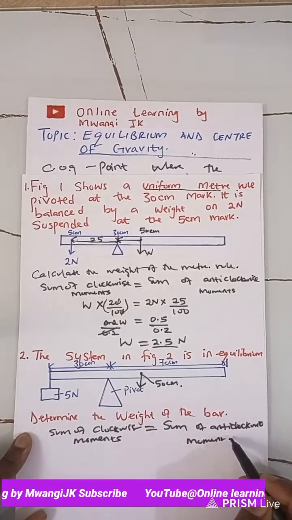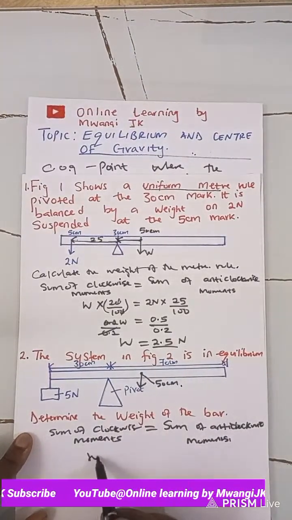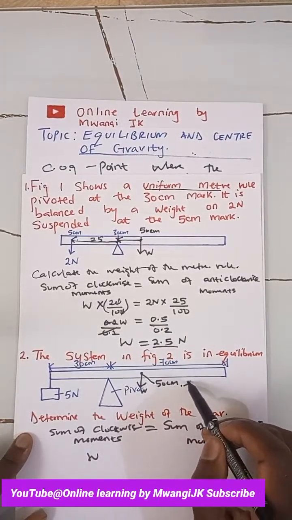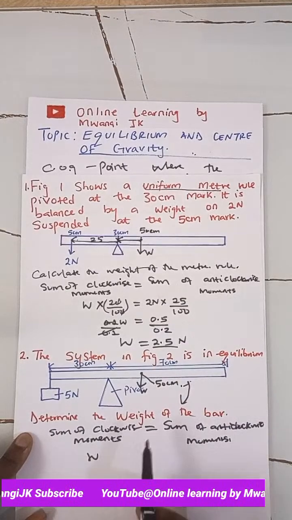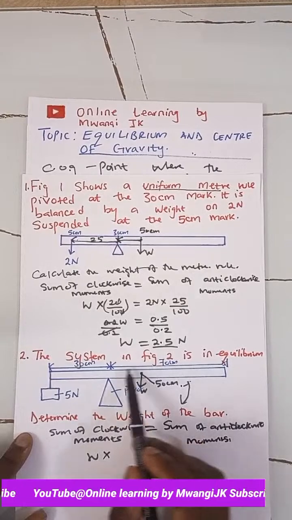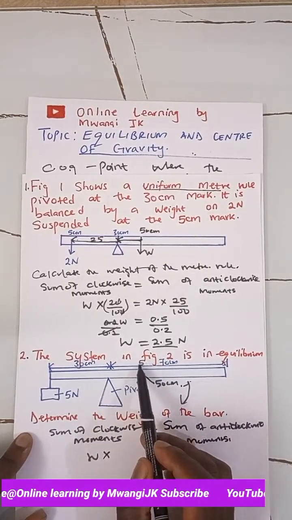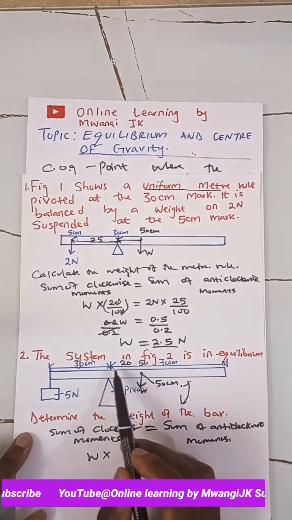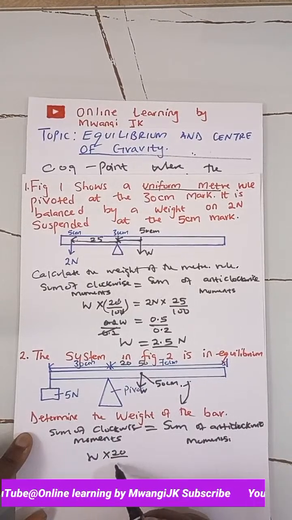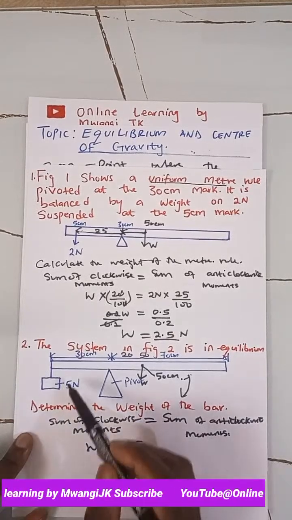The sum of the anticlockwise moments is equal to the sum of the clockwise moments. The weight is providing the clockwise moment, because at this point the bar would move in a clockwise manner. So we have the weight times the perpendicular distance. If this is 30, then at this point we have 50, so this distance is 20 to make it to 50. So we are talking of 20 over 100. This should be equal to the sum of the anticlockwise moments.